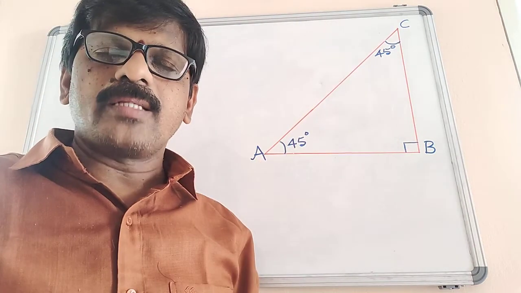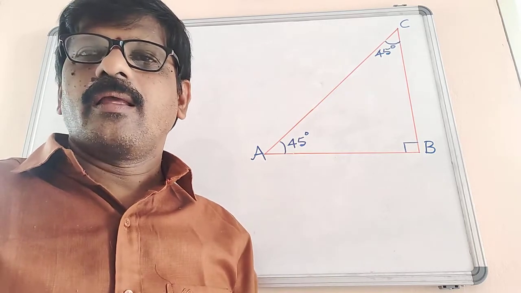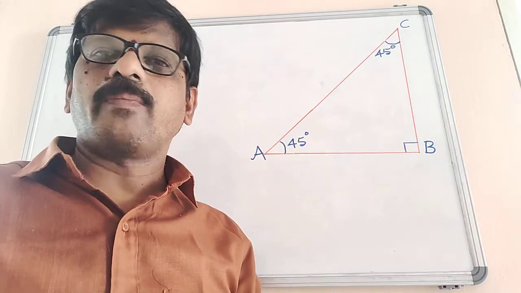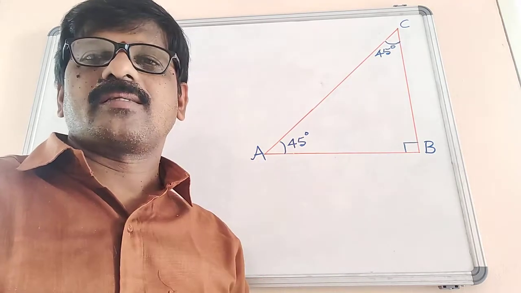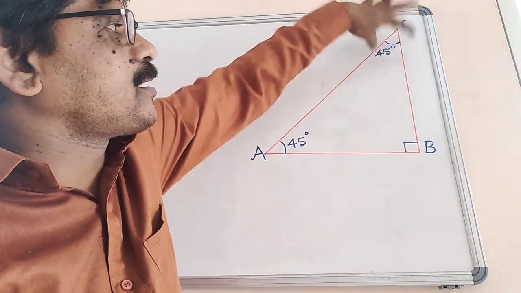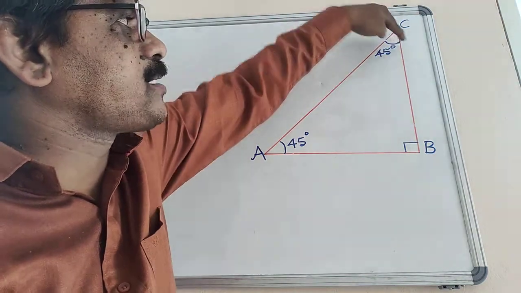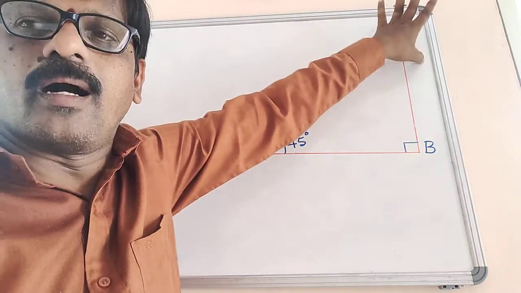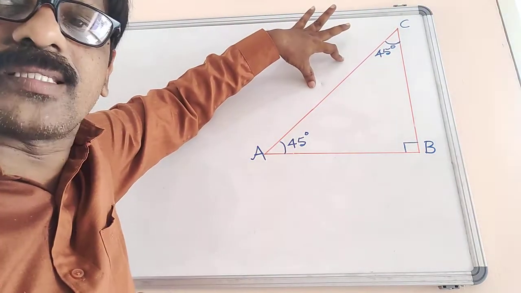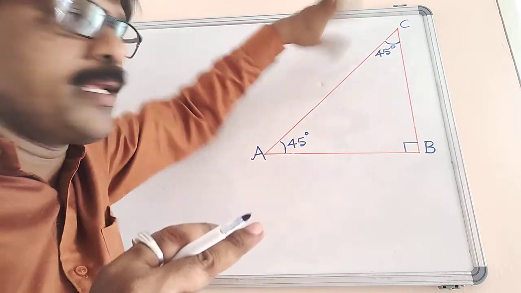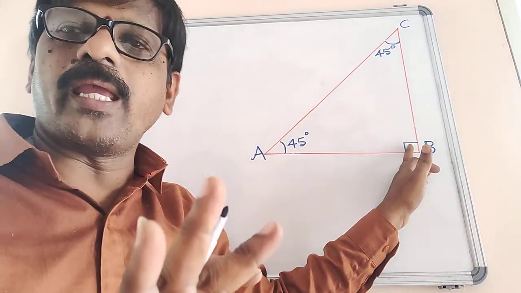An isosceles triangle means in a triangle if any two sides are equal, that means adjacent sides are equal. For example, if these are adjacent sides AC, BC, they are not equal. Why? Because AC is always the hypotenuse when right angled at B.